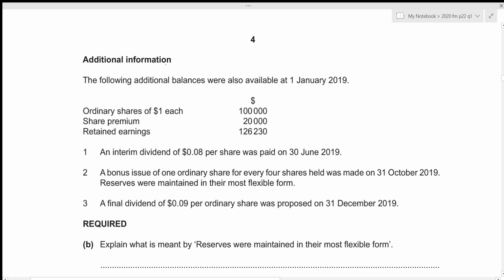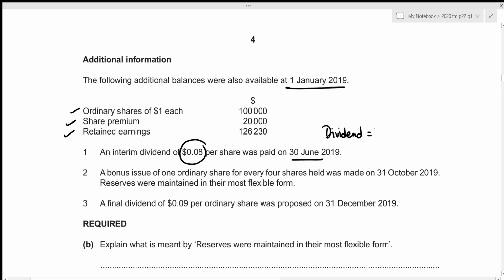Now we are again given additional information. The following balances were also available at 1st January 2019. We are given the ordinary shares, share premium, and retained earnings. Okay, then we are told that an interim dividend of 0.08 per share was paid on 30 June 2019. Let's figure out the total dividend paid.